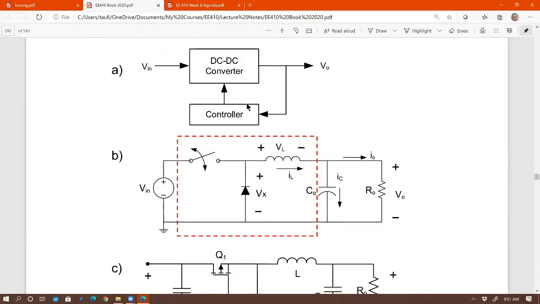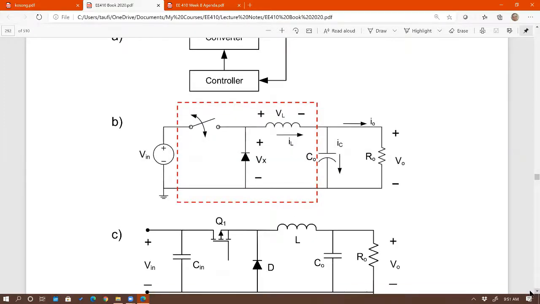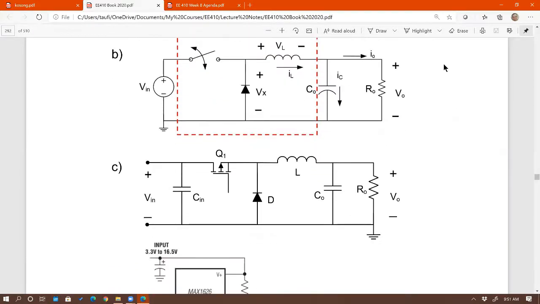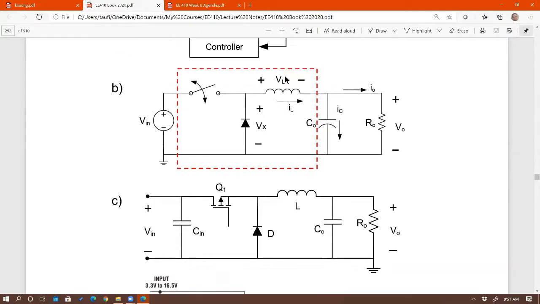This is a must. In many textbooks, it doesn't show that converters must have a controller. But this is Cal Poly. We know that this is a learn by doing school. So I want you to know that practical DC to DC converters must have a controller. Another thing, that's the first thing. Again, in many textbooks, they only show you the power stage for a buck. This is an example for a buck converter.